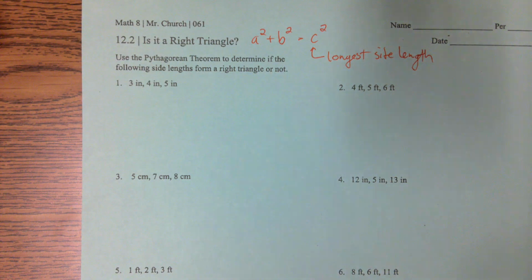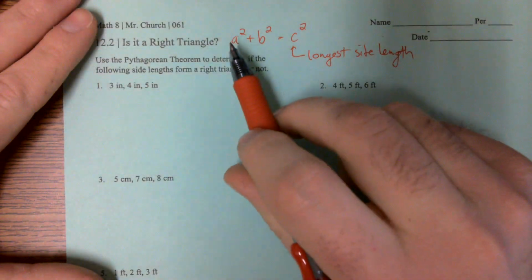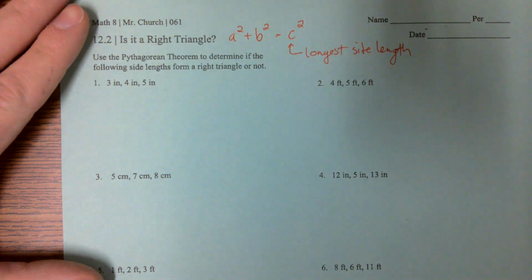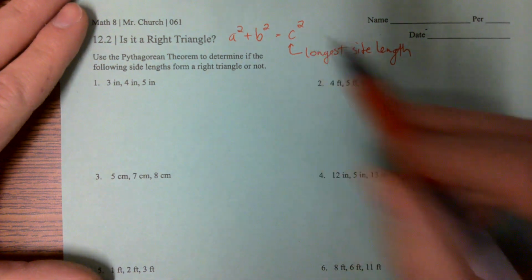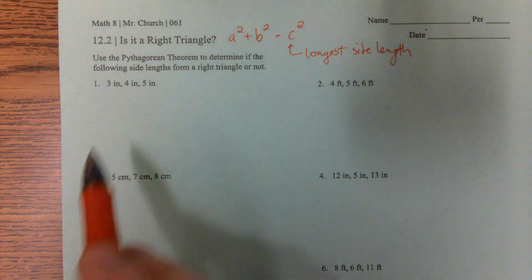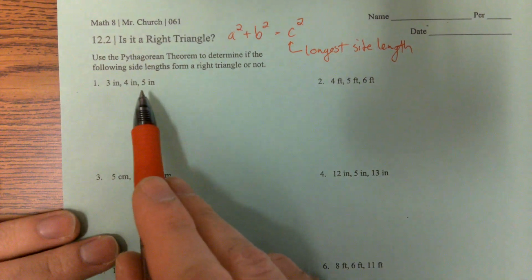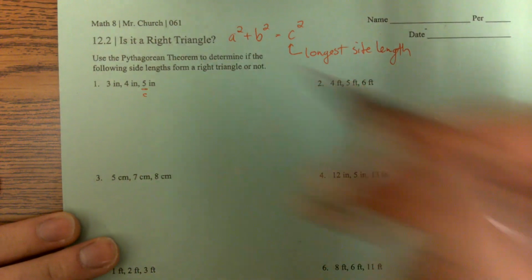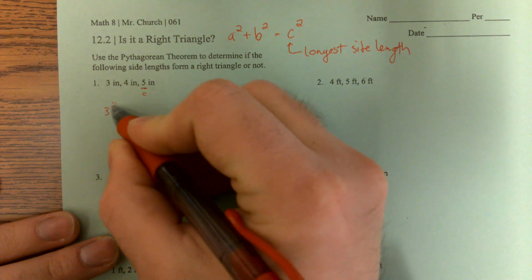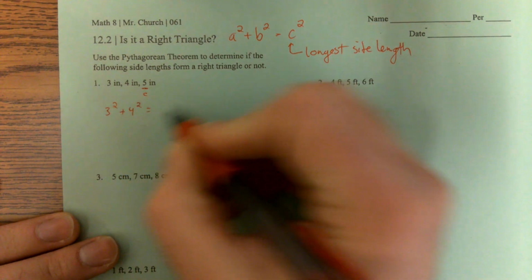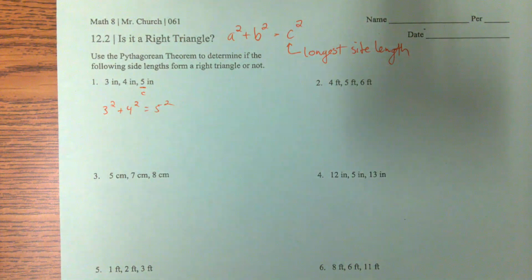When it comes to your legs, as always, it doesn't matter which one is a and which one is b, as long as we're plugging in the longest side for c. So I take a look, I got 3, 4, and 5. Obviously 5 is my longest side. So I'll do 3 squared plus 4 squared equals 5 squared.